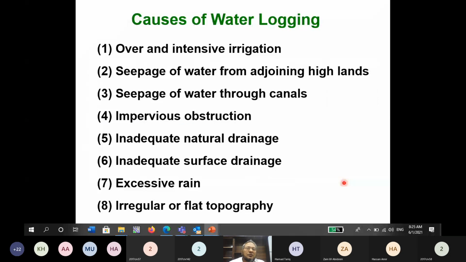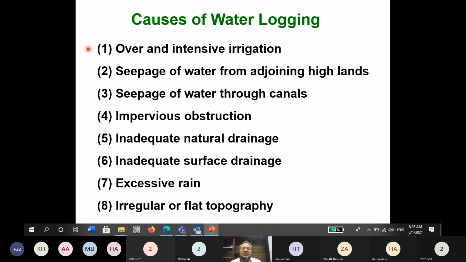Now, causes of waterlogging. These are the 8 causes of waterlogging. Number 1, first cause is over and intensive irrigation. Waterlogging mainly is developed due to irrigation. That's why irrigation projects are incomplete without drainage project.